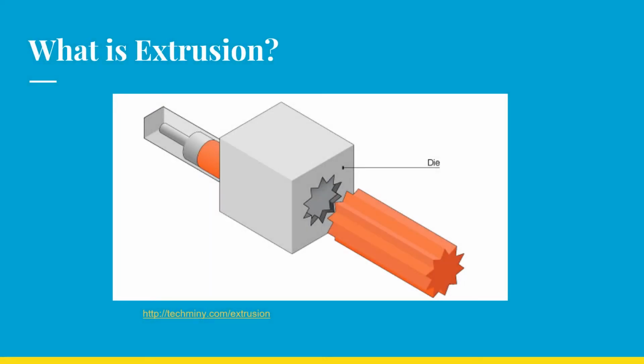What is extrusion? Extrusion is a deformation process in which metal is forced through a shaped die. In this process, the product has a constant cross-section. It can be performed at either high or low temperatures. Commonly used materials are aluminum, copper, magnesium, and lead.